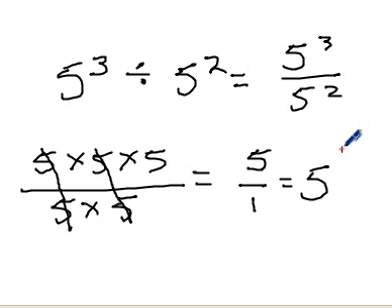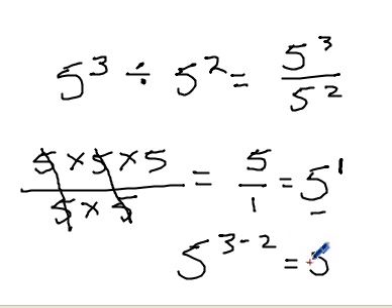Now if that's going to be written as a power, it would be written as 5 to the first power, or 5 to the power 1. So you can see that instead of adding the two exponents together, we just subtracted them. So 5 to the third power divided by 5 to the second power is 5 to the 3 minus 2 power, which is 5 to the power of 1.